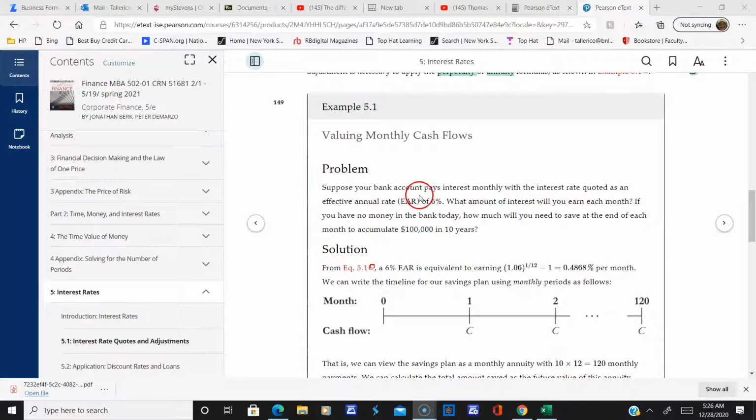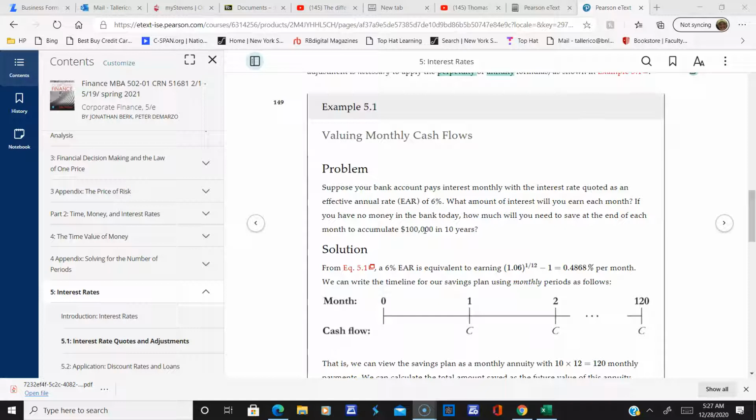So suppose your bank account pays interest monthly with the interest rate quoted as an effective annual rate of 6%. So it's an annual rate of 6%, right? But they're going to pay you interest monthly. What amount of interest will you earn each month if you have no money in the bank today? How much will you need to save at the end of each month to accumulate 100,000 in 10 years?